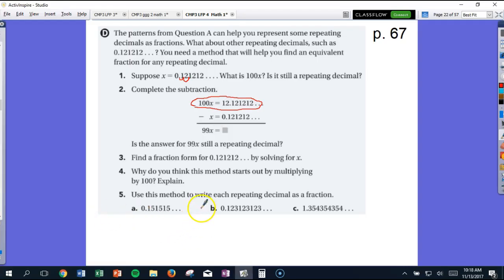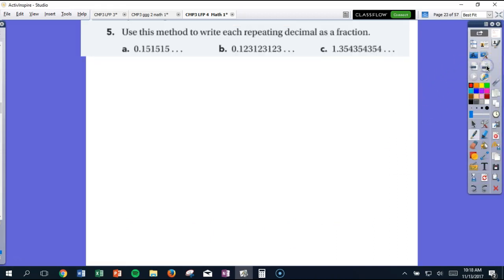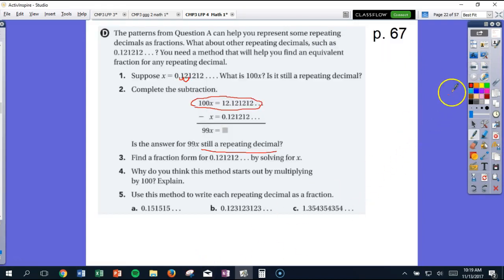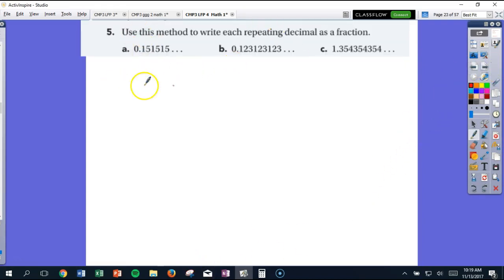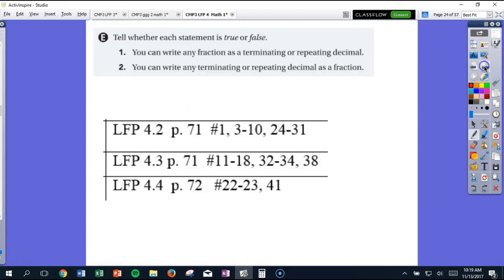So hopefully that's helpful, and then we'll help you to get the answer here and determine whether it's still a repeating decimal. And then continue that on for these repeating decimals to get some practice with that. The 5 down on the bottom here is the same as what I have up here. It's just that here we would have room to work on it in the classroom if we need to.